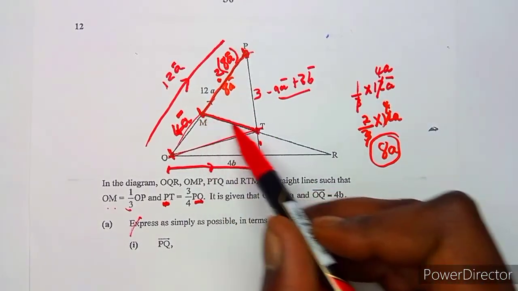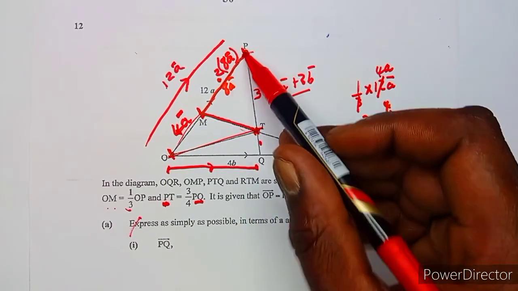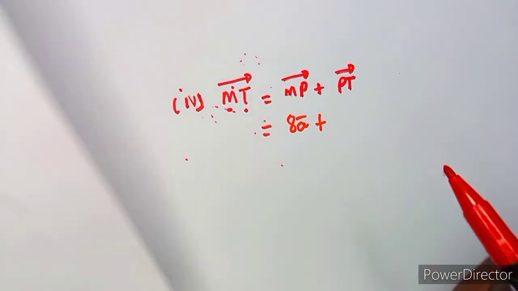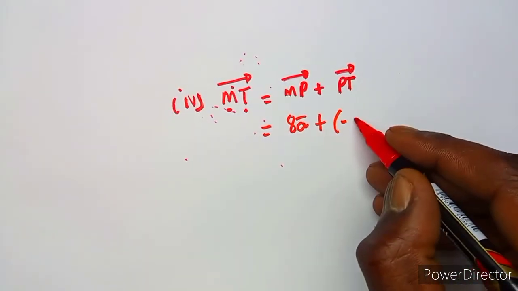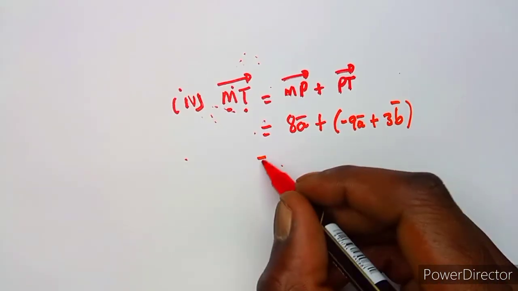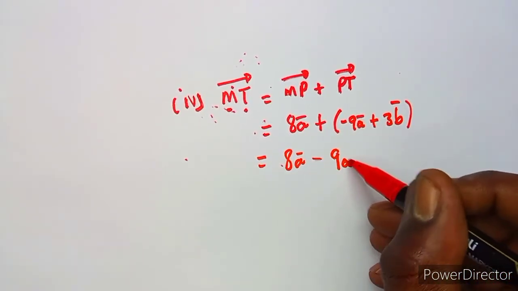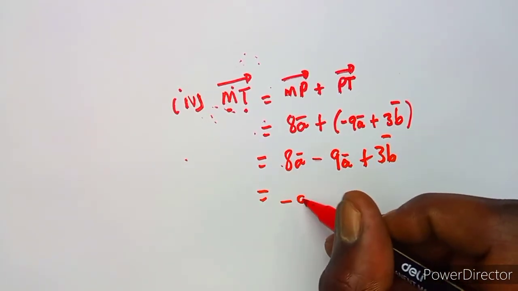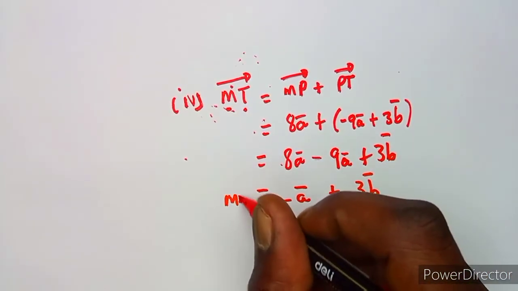Since we want MT, it's going to be MP plus PT. M to P is 8A, plus P to T, which we calculated before. Remember, our PT was minus 9A plus 3B. Let's expand brackets: plus and minus is a minus, plus and plus is a plus. So it's 8 minus 9, which is minus 1, so minus 1A.